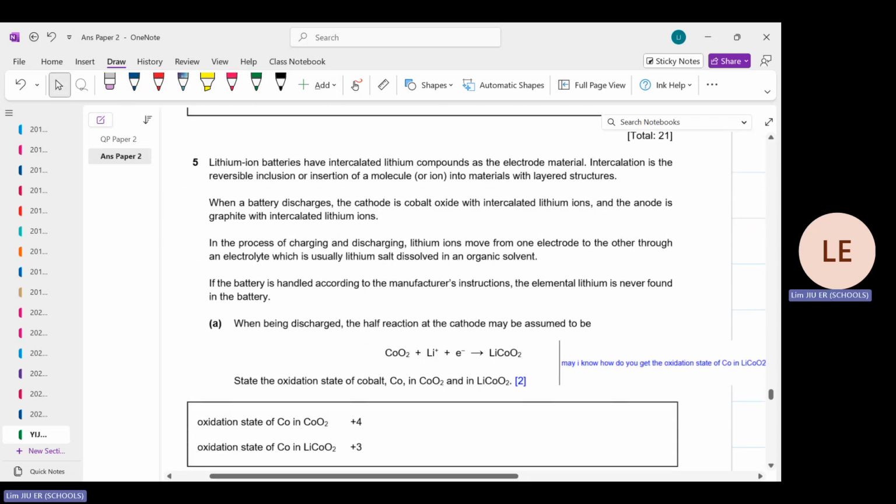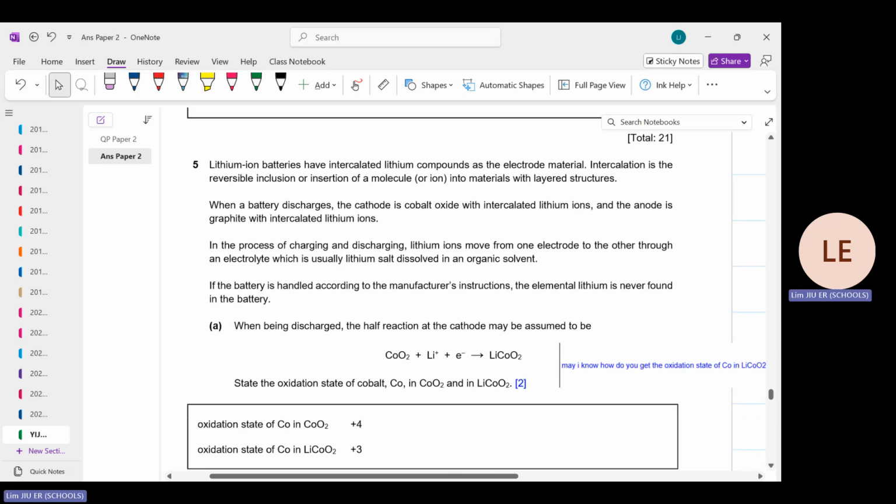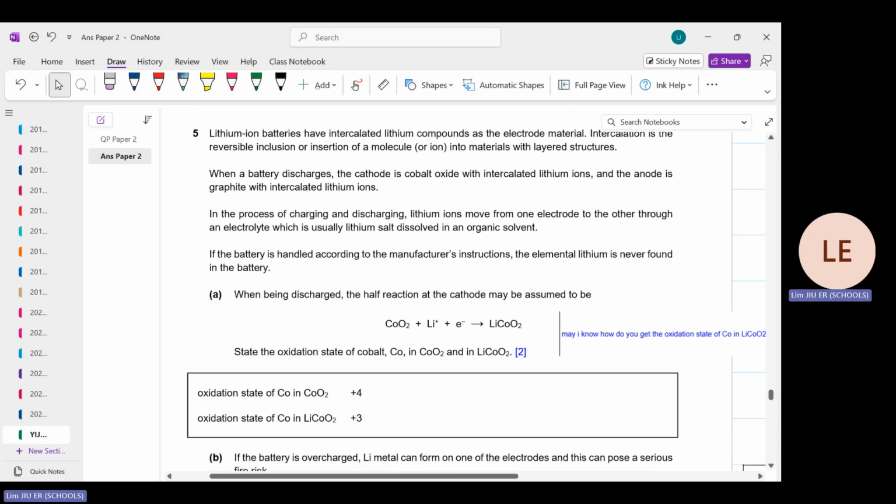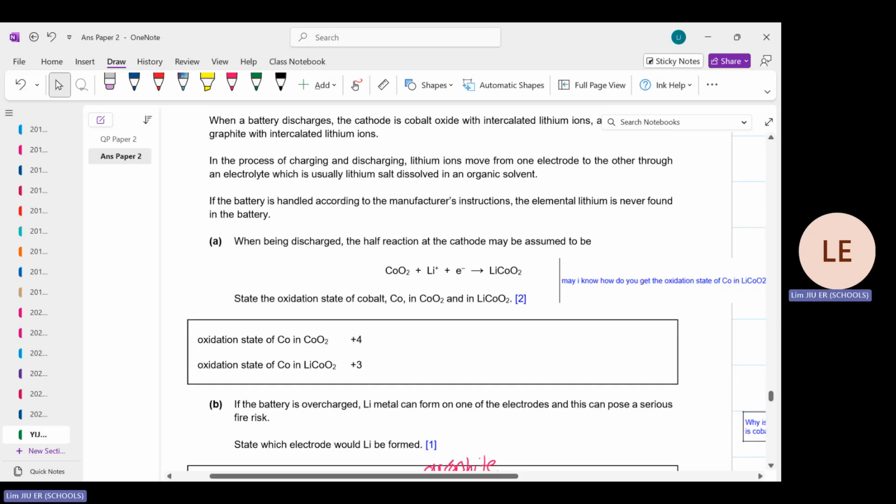Okay, next. Let's look at question number 5. This is the data response question. There is a question asked: how do you get the oxidation number or oxidation state of Co in LiCoO2? The student is asking about the second one. First of all, CoO2, I think it's quite easy.